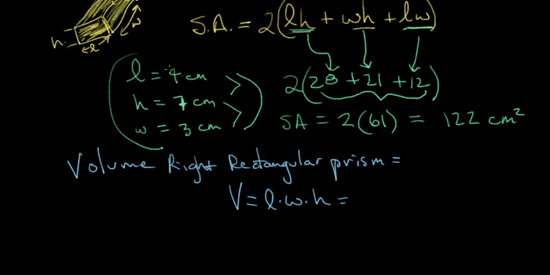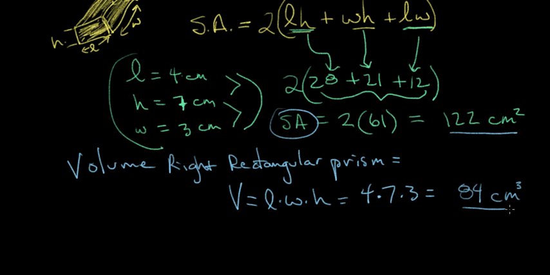So for this one here, it's 4 times 7 times 3. And 4 times 7 is 28. Well, let's do it this way. 3 times 7 is 21, and 4 times 21 is 84 centimeters cubed. So this up here, this is your total surface area. Down here, this is your volume. Your volume is cubed, your surface area is squared.